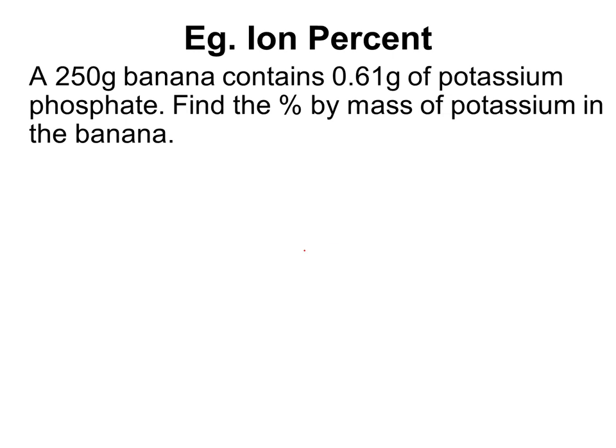Alright, let's try one with a percentage calculation in there as well. So you're told a banana has 0.61 grams of potassium phosphate in it. It's a 250 gram banana, and you want to find out what percent by mass of potassium is in the banana. So we're going to have to take this grams of potassium phosphate, convert it to moles of potassium phosphate, and then moles of just potassium, which we're going to have to turn into mass because it's a mass percentage here. And we have our mass of banana we'll use at the very end.